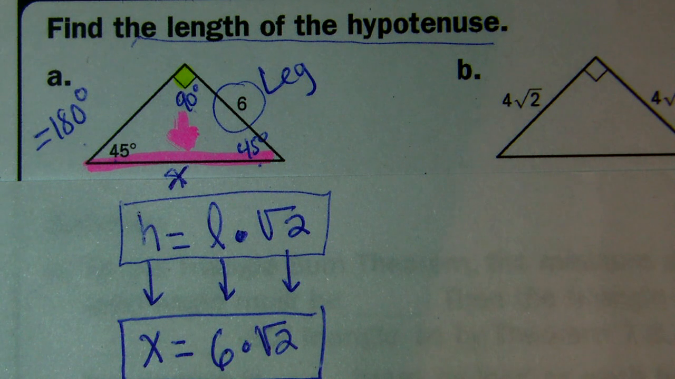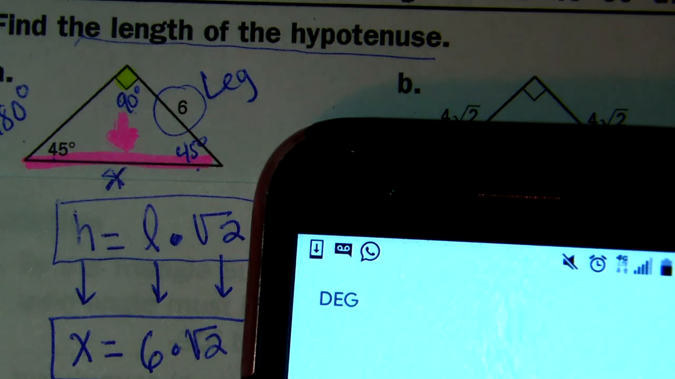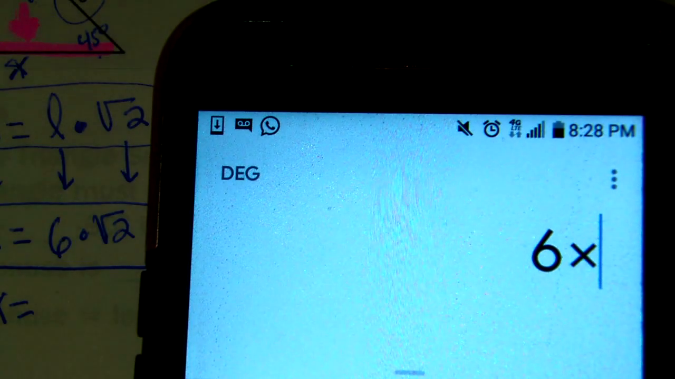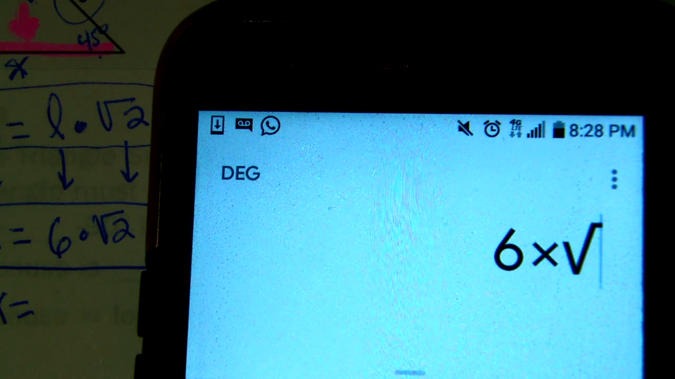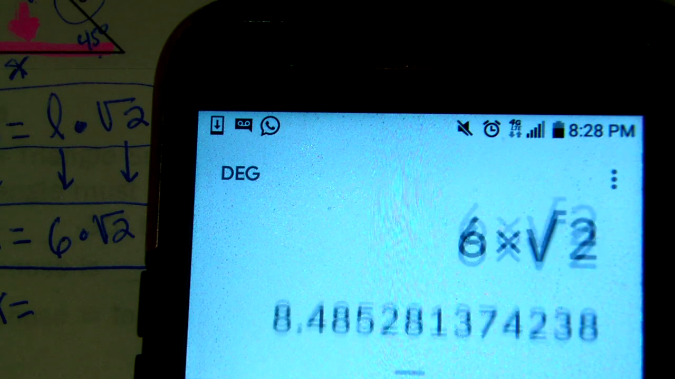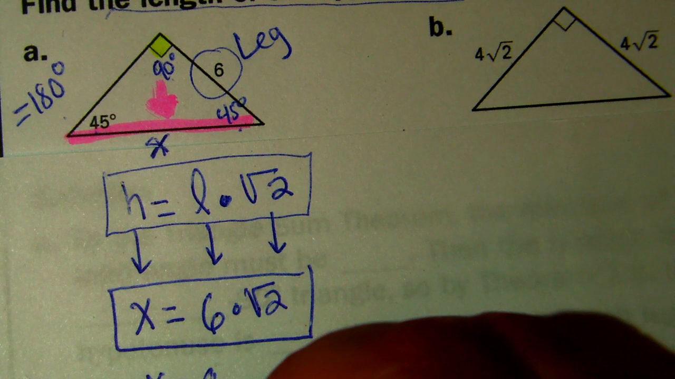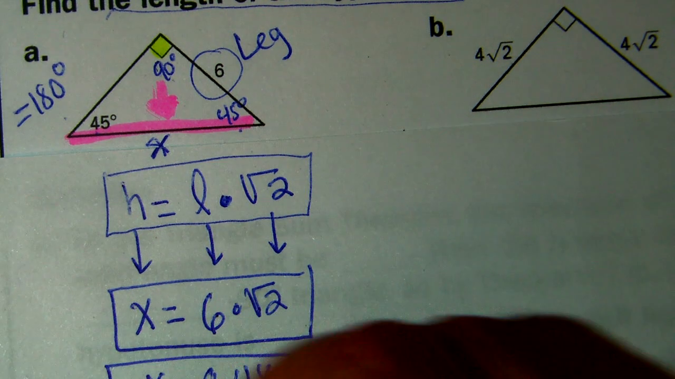Let me get the calculator. That will be 6 times the square root of 2. And this gives us 8.48. And this is the value of the hypotenuse. Okay?